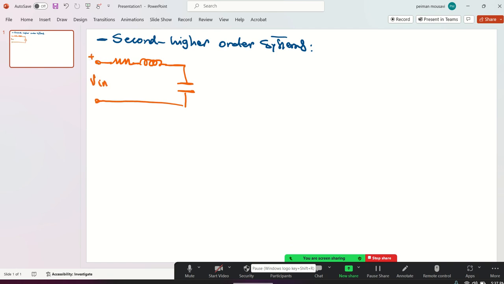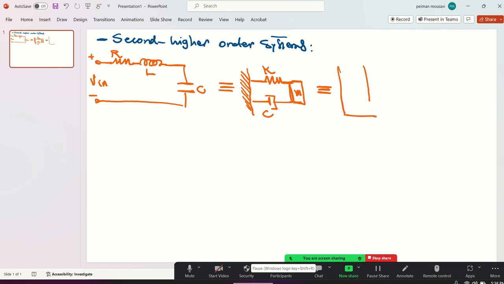Vin plus minus, resistor, inductor, and capacitor dynamically equals a spring, damper, and mass M. Now you have mass here. In the previous case, first order system, you had no mass. And this is dynamically equal to two tanks of water in series.